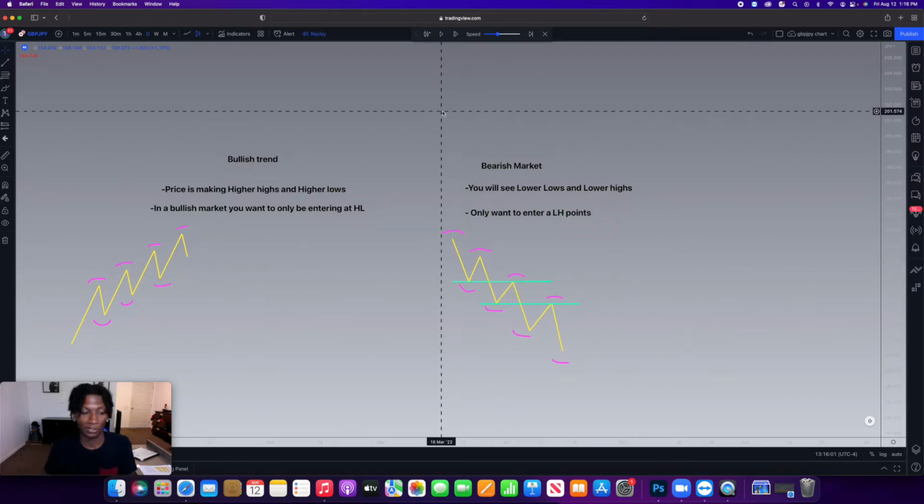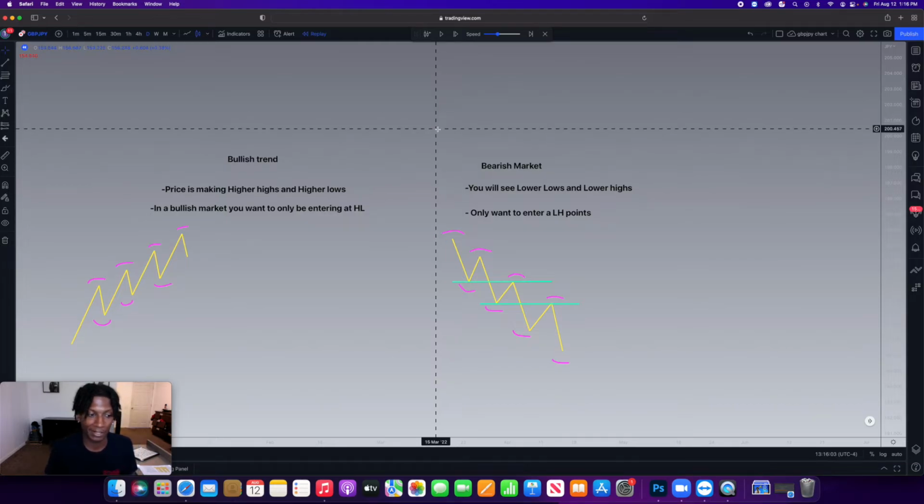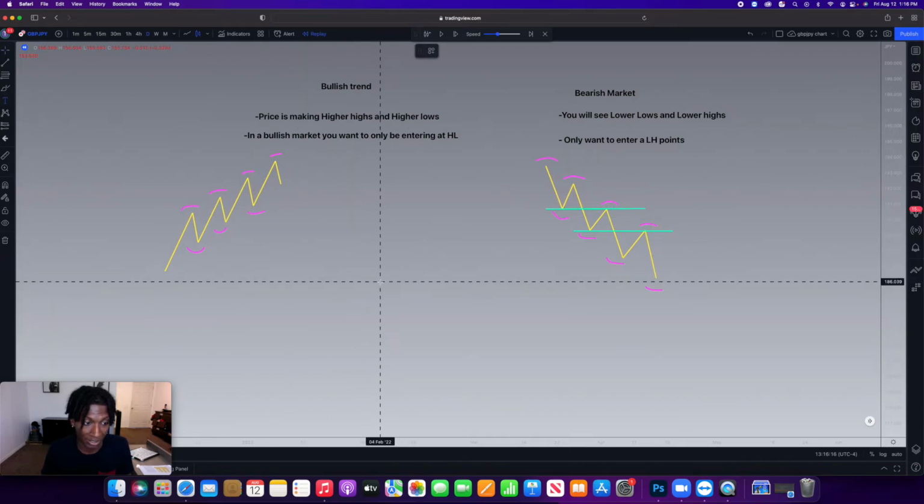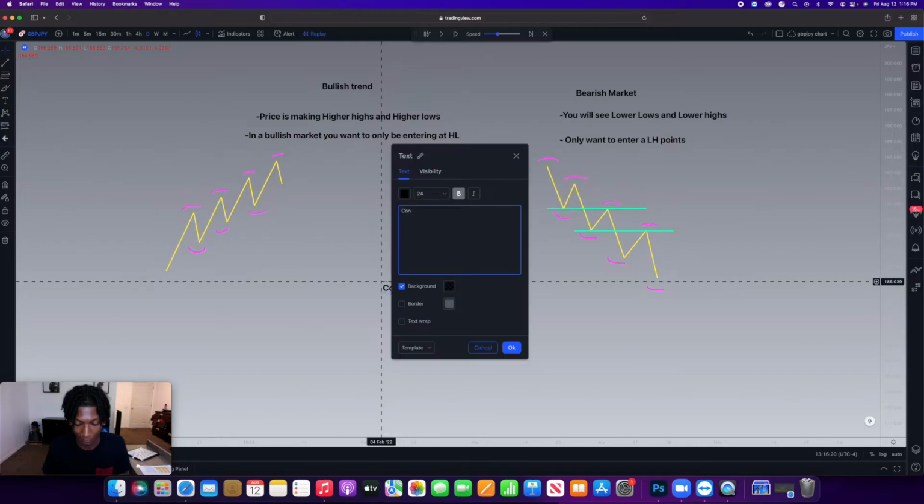So it's just going to be better for you and your risk if you enter at lower high points in a bearish market or higher low points in an overall bullish market. Now these two markets are very simple. They're very common. The last market condition you might come into is a consolidating market.